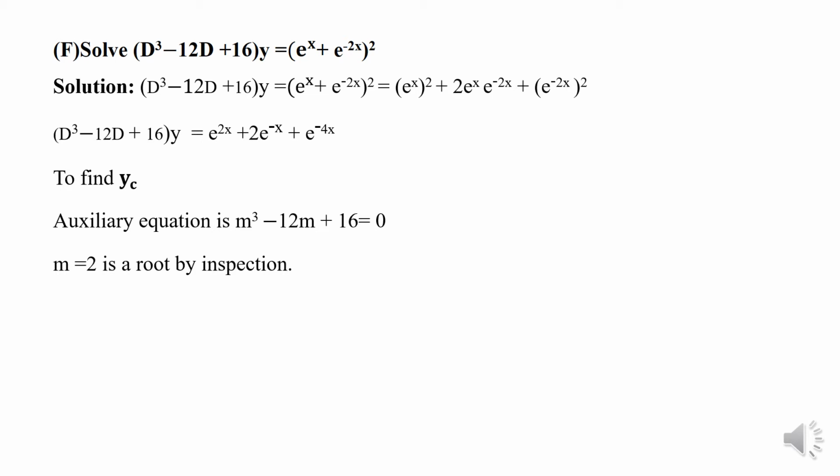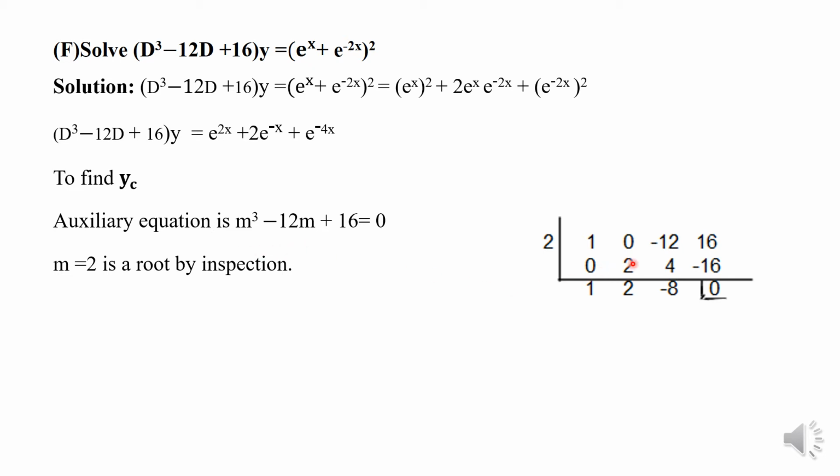Now to find the other two roots, we use synthetic division to get the quadratic equation. Here m equal to 2 is a root by inspection, so write it here. Then the coefficient of m cube is 1 and the coefficient of m square, there is no m square, so put 0.